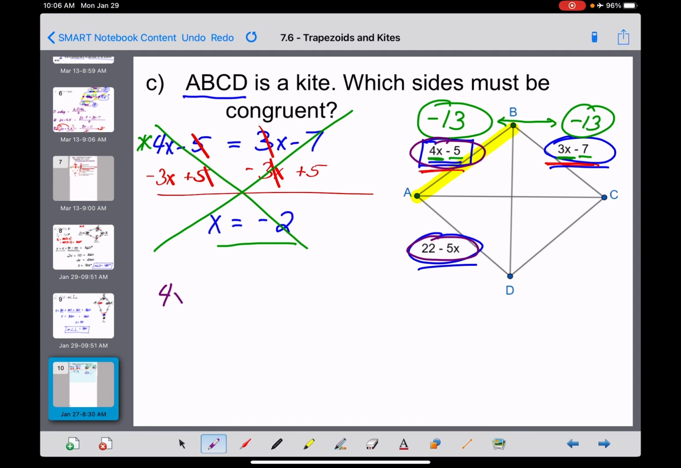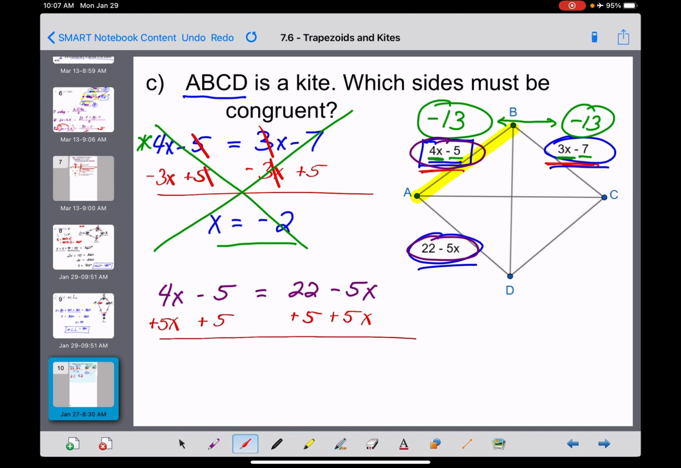So let's make sure that works. If it doesn't, that means whoever wrote this problem goofed up. 4x minus 5 should be equal to 22 minus 5x. I'm going to add 5x on both sides, and then move all the constants to the right, so I'll add 5 in both spots as well. The 5s on the left cancel, the 5x's on the right cancel. 4x plus 5x gives 9x equals 22 plus 5, which is 27. We'll divide both sides by 9 and get x equals 3.